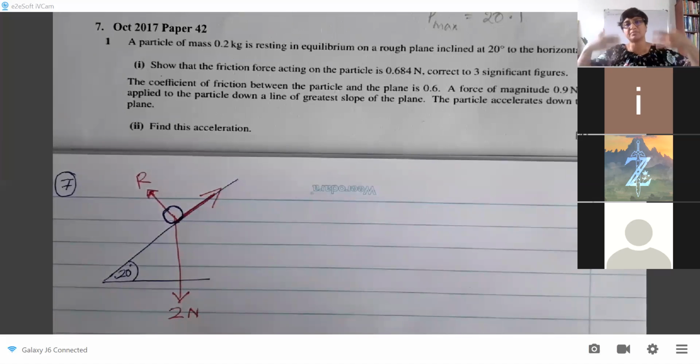Remember how the friction increases to counterbalance the force trying to move it, which is the component of the weight. Please go through the note again. We spent a lot of time discussing that on the first day, not last week, the week before. How the size of friction changes as the force trying to move the object changes.